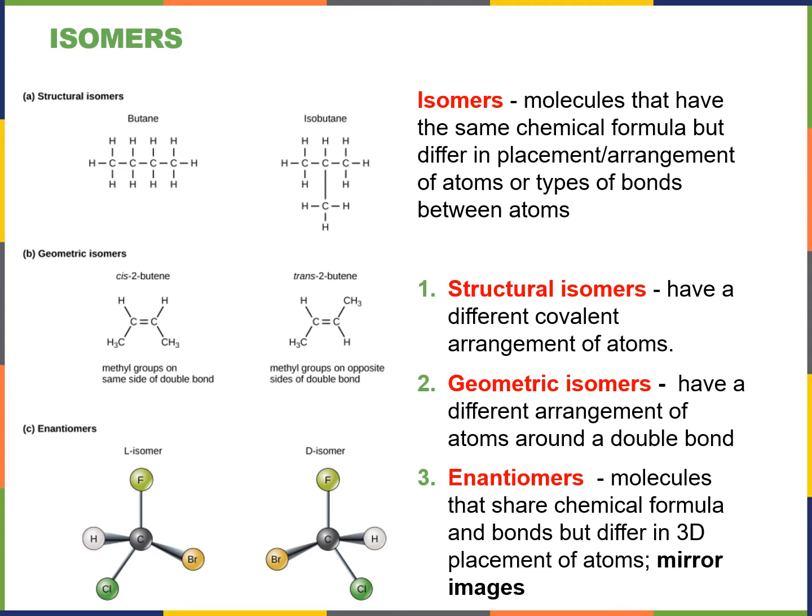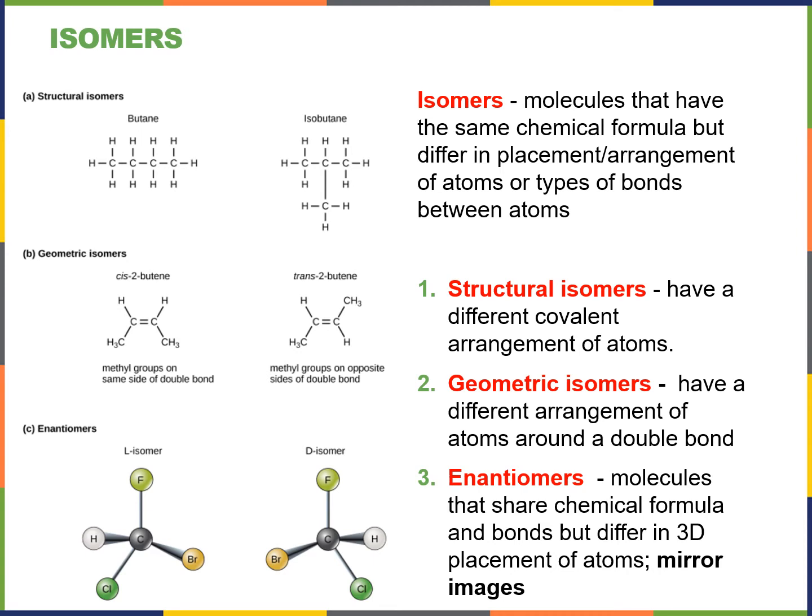Look, butane, isobutane. 1, 2, 3, 4 carbons, 10 hydrogens. 1, 2, 3, 4 carbons, 10 hydrogens. While they have the same formula, C4H10, they look completely different. They refer to these as isomers. Isomers have the same constituents but look completely different. Different shape, different functions. We find that isomers fall into 3 categories.